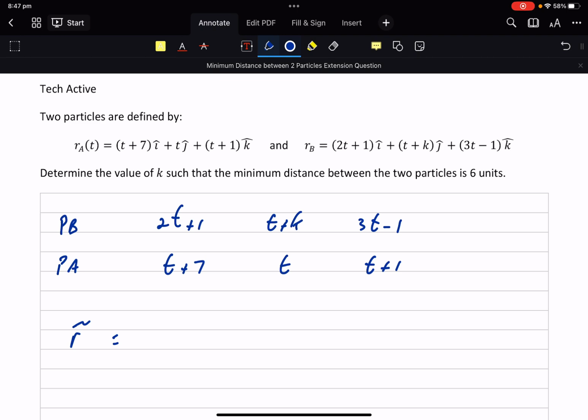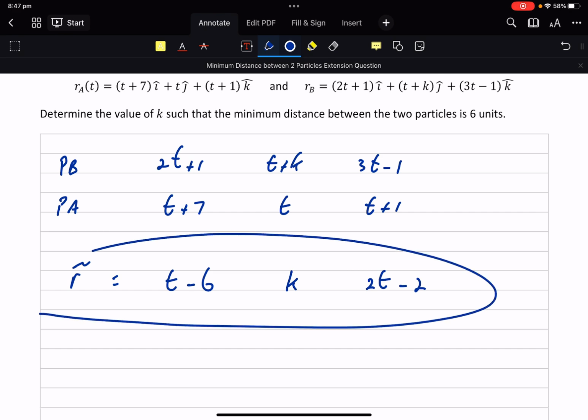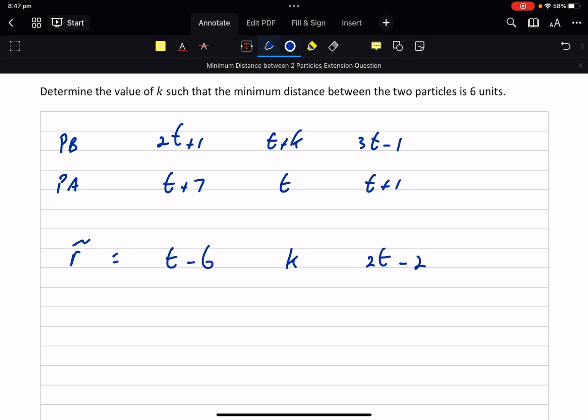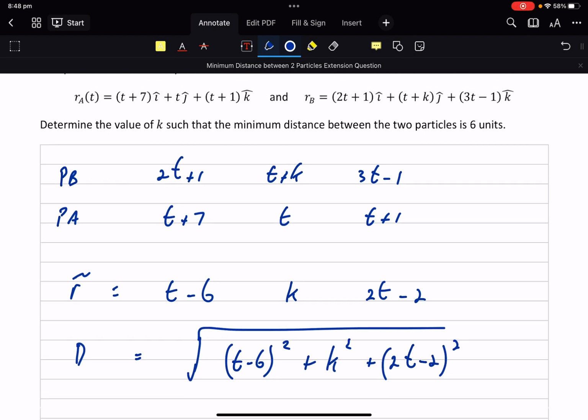So 2t plus 1 minus t plus 7 is going to be t minus 6. t minus t is 0, so that's just k. 3t minus t is 2t minus 2. So there's our ijk. That's the vector between the two particles, and I want the distance between the two particles, so that's going to be the square root of, there we go.